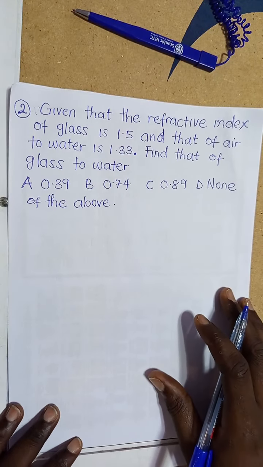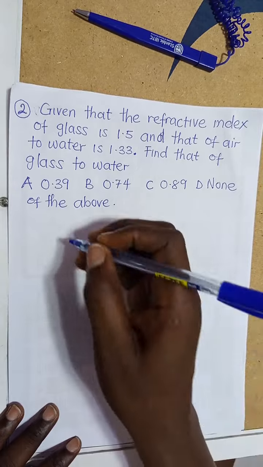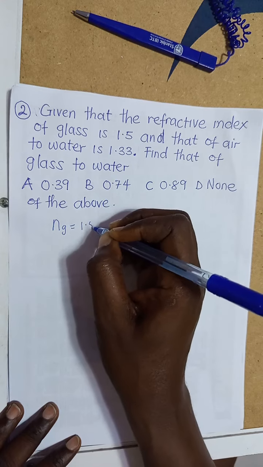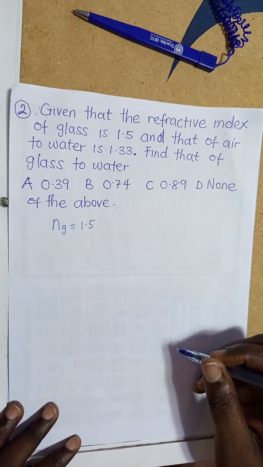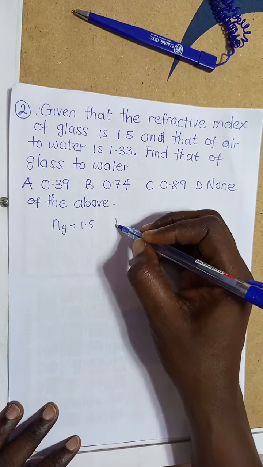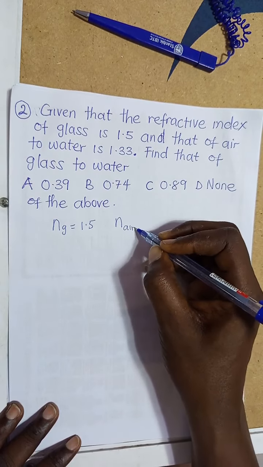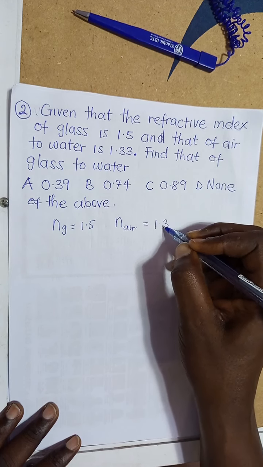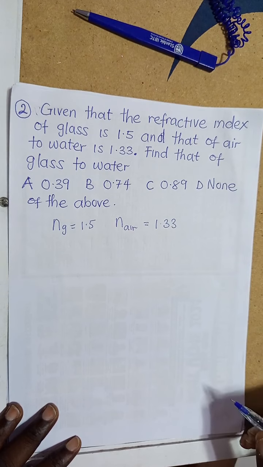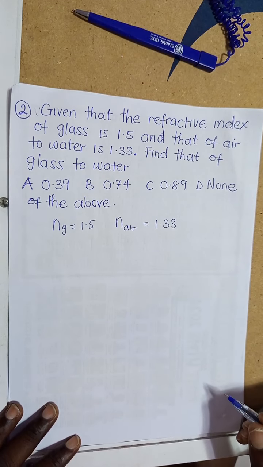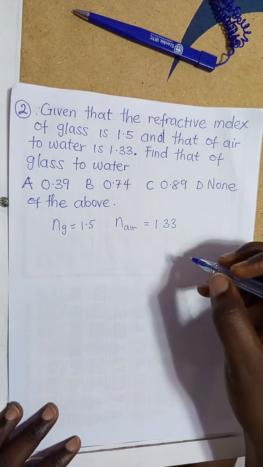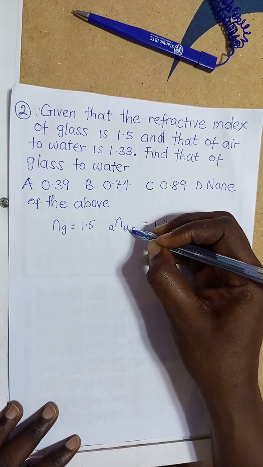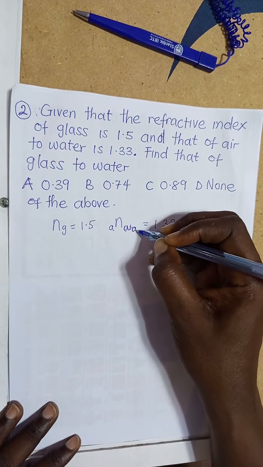Number 2. Given that the refractive index of glass is 1.5, and that of water is 1.33, that is, air to water.